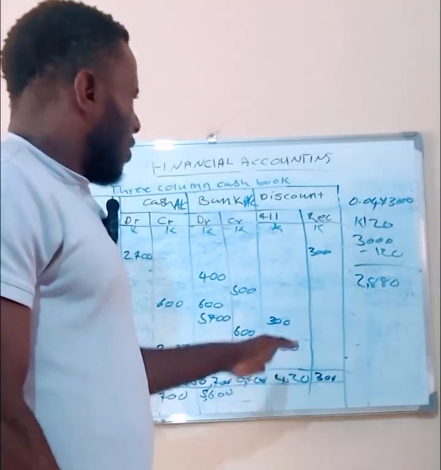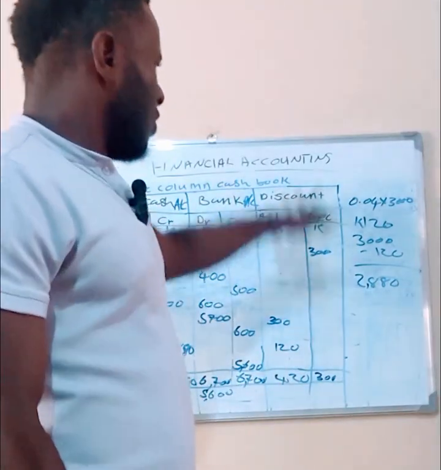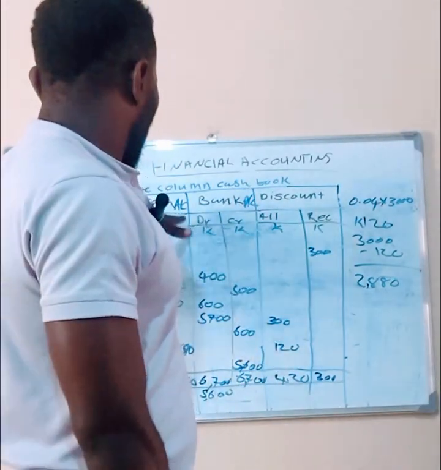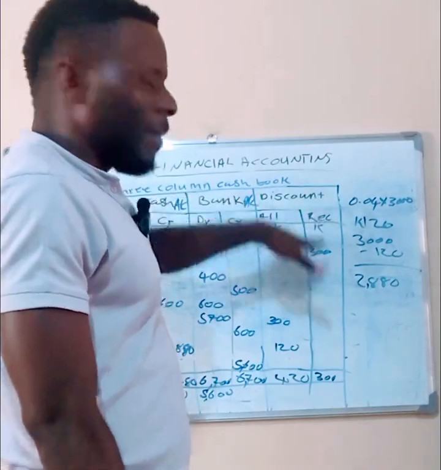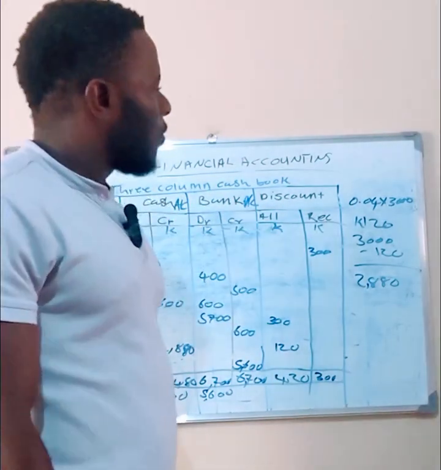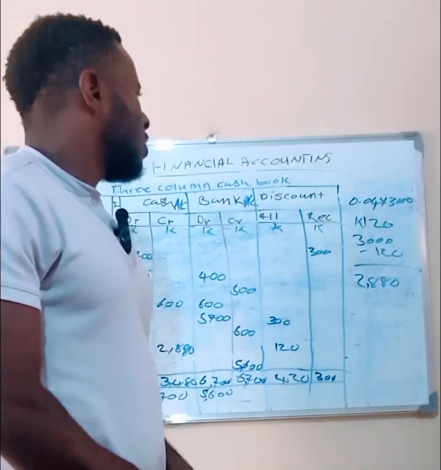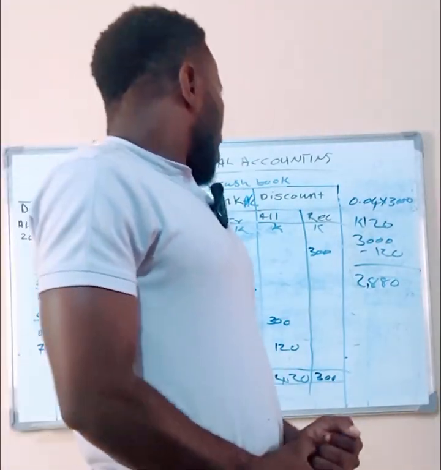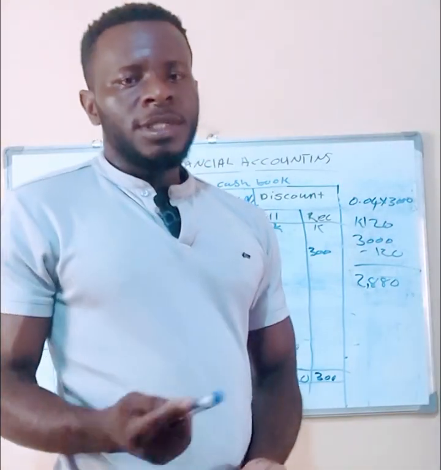So if it's a two column cash book, just remove the discount if it's cash and bank. If it's a three column cash book, you fully have the discount column.